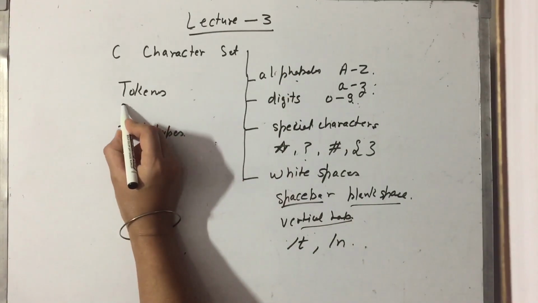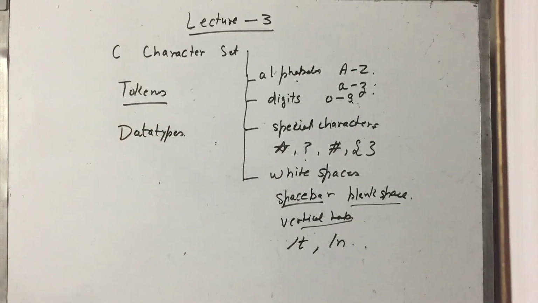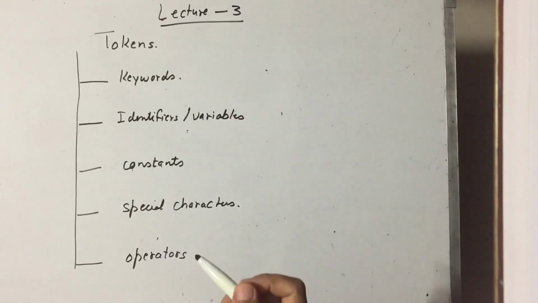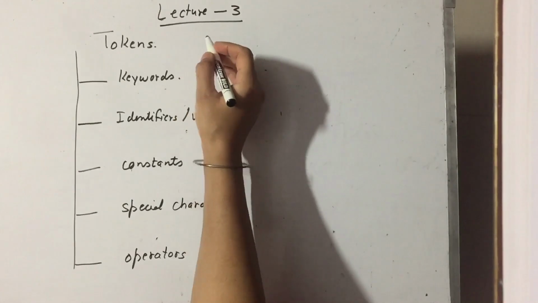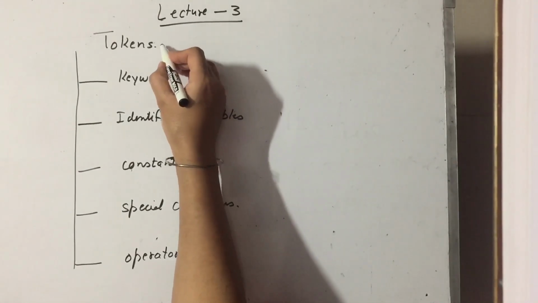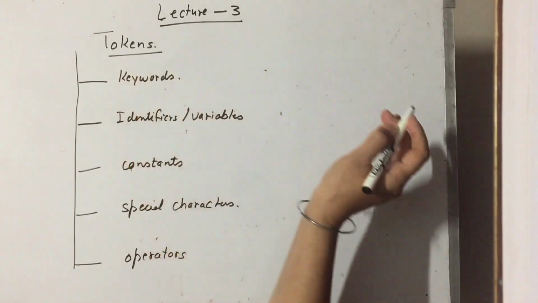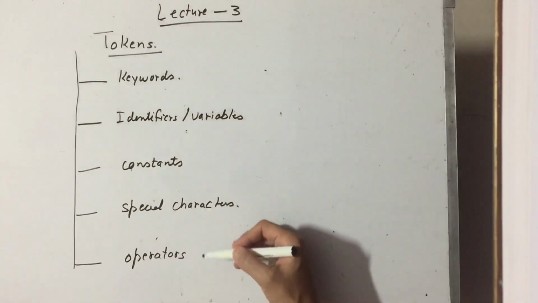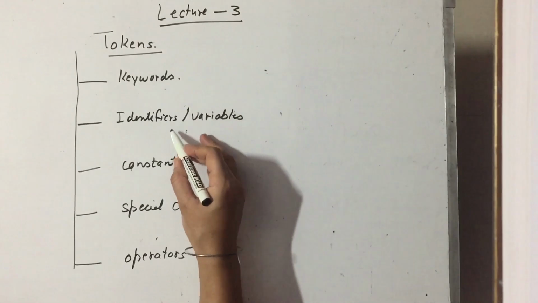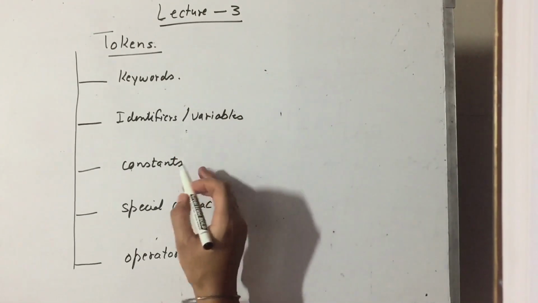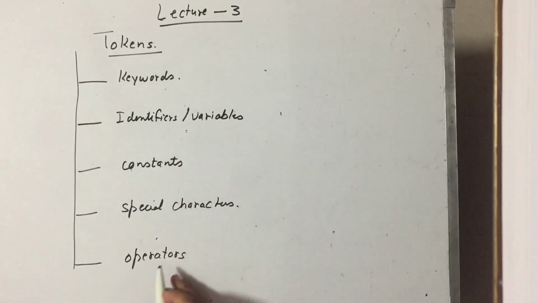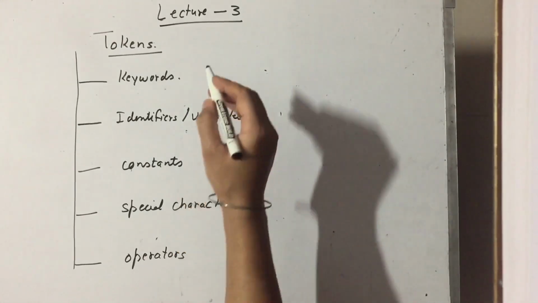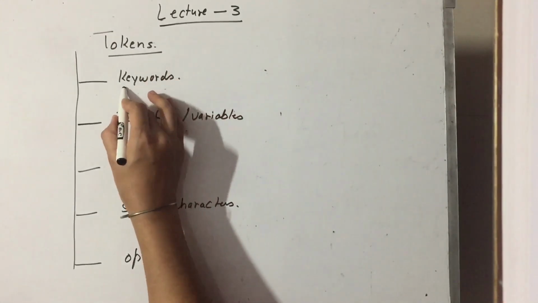The next is your tokens. The next topic we were discussing is tokens. Now C programming has 5 types of tokens: keywords, identifiers, or we call them variables, constants, special characters, and operators. Now first let us take keyword.